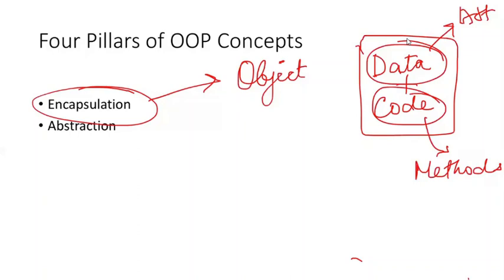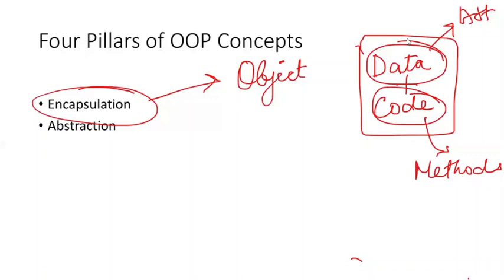You can take the same example of a car. A car consists of multiple different systems: the braking system, the engine, the motor, the fuel transmission system. But as a driver, you only need to know how to drive, how to apply the brake, how to start the car. You don't need to know the internal workings. So this is nothing but abstraction.